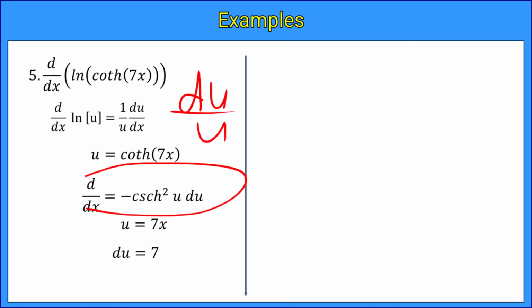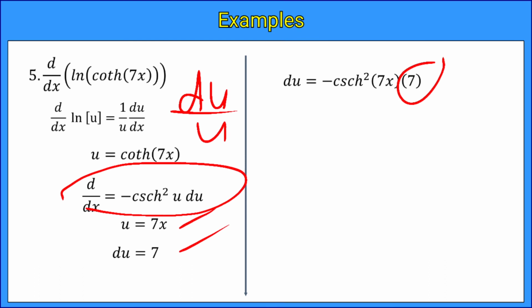So we're going to focus on this part again. We have the values of u and du, plugging in these values, we're going to get this: negative hyperbolic cosecant squared 7x, our u, and then times du, which is 7. And then again, we have this constant at the last part, so we can move it to the beginning of our function. So we're going to get negative 7 hyperbolic cosecant squared 7x.